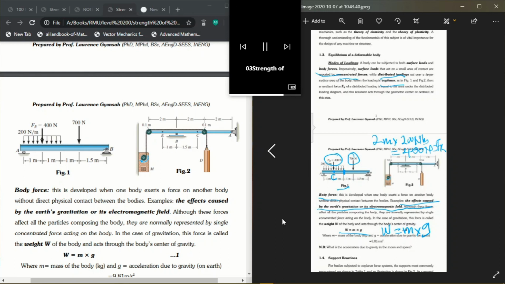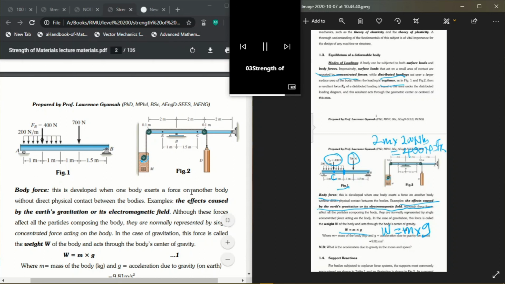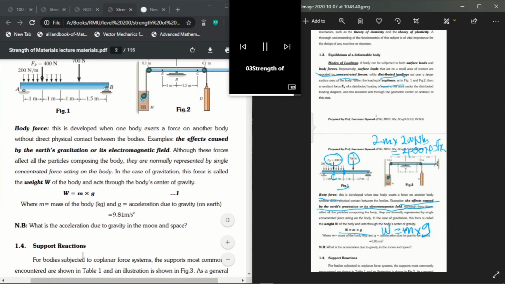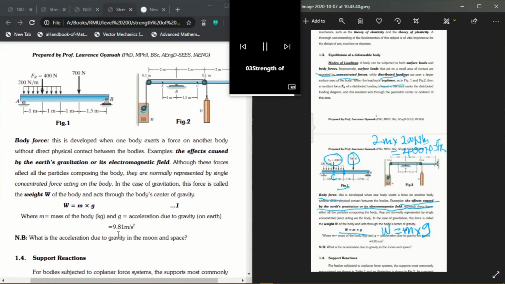For example, the effect caused by the Earth's gravitational and electromagnetic field is a body force. And most of the time, when we want to illustrate body force, these forces affect the particles composing the body and therefore are normally represented by what? A concentrated force at the centroid of the body. So in the case of gravitation, this is called weight, as I said earlier on. And what is weight? Weight is mass times gravity. And what is gravity? The value for gravity is 9.81 meters per second squared. And you know mass of a substance already. So if you multiply the mass of a substance by acceleration due to gravity, you get the weight, and a weight is an example of a body force.